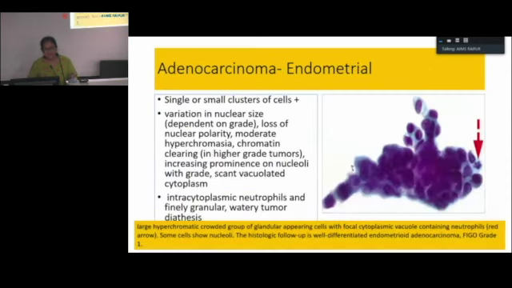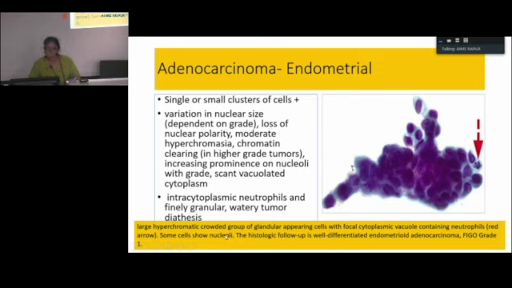Then adenocarcinoma endometrial. Endometrial cell groups are much tighter compared to endocervical. So you have single or small clusters of cells with variation in nuclear size, loss of nuclear polarity, hyperchromasia, chromatin clearing, prominence of nucleoli, and scant vacuolated cytoplasm. But in addition, you can also find intracytoplasmic neutrophils, as this arrow points.